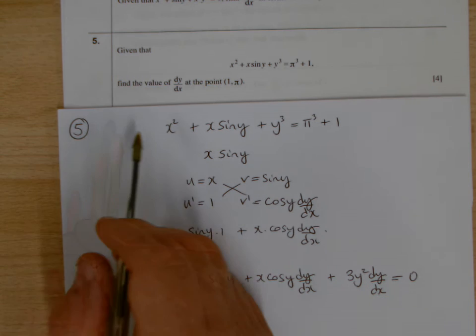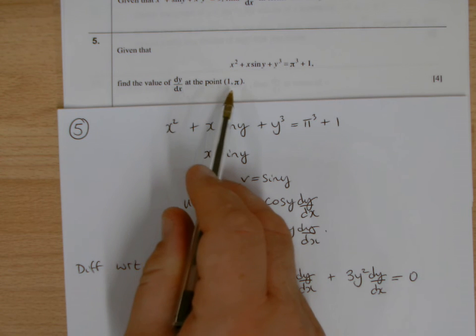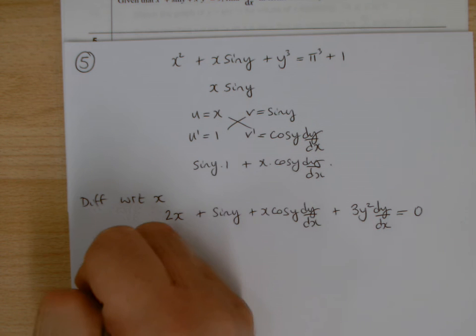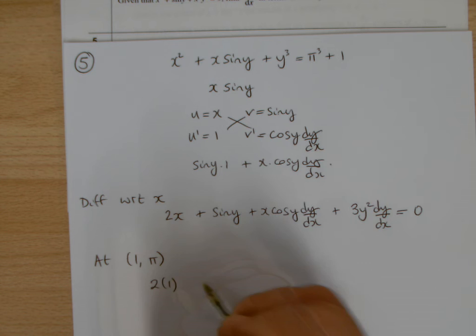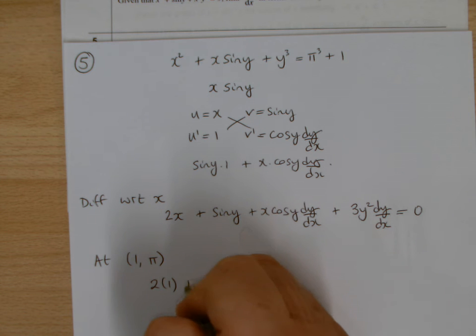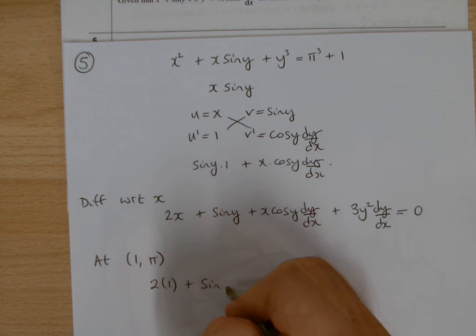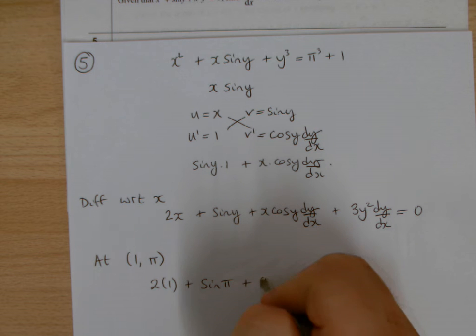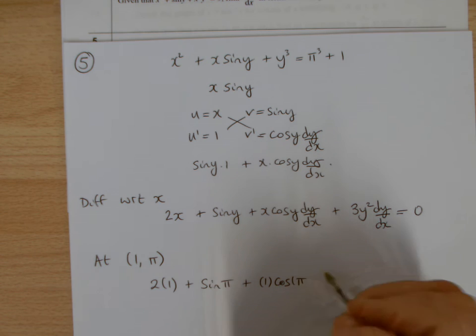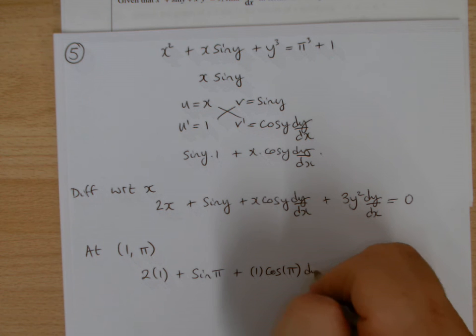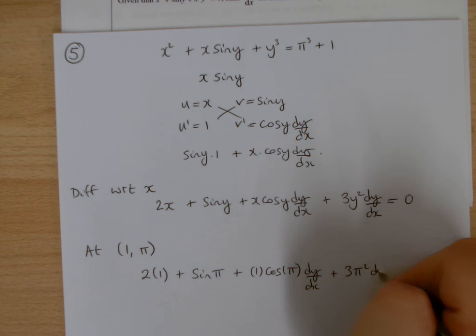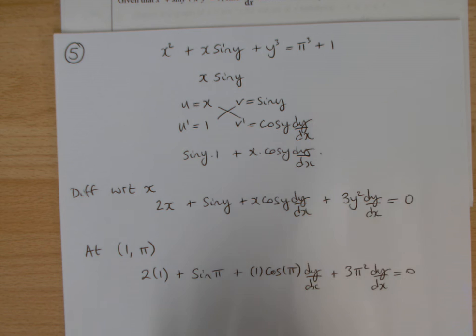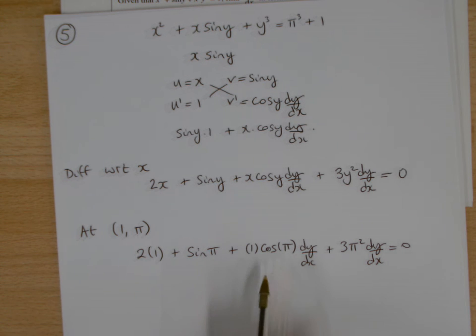They don't actually want an expression for dy/dx, they just want the value of dy/dx at the point (1, pi). So we substitute that in. At (1, pi), x is 1, so 2 times 1, plus sine of y, which is pi, plus x is 1 again, cos pi, dy/dx, plus 3 times pi squared dy/dx equals 0. So we need to know what sine pi and cos pi are.